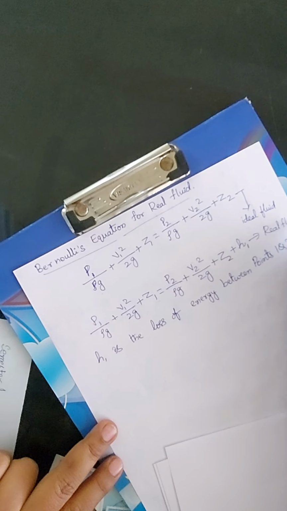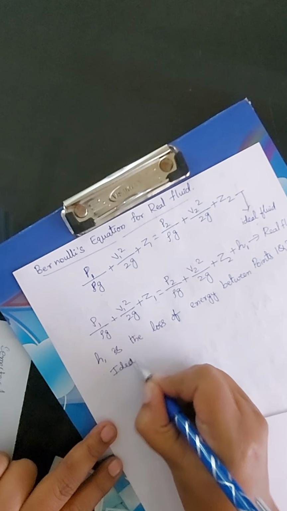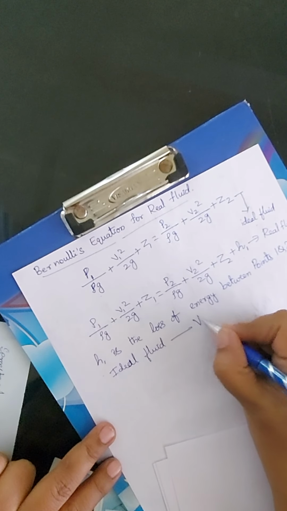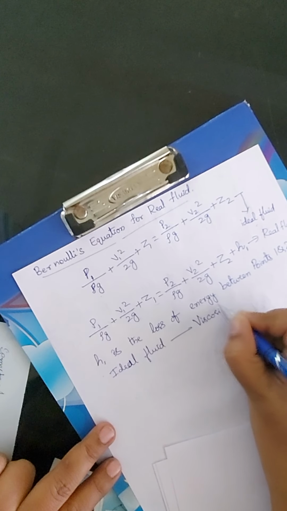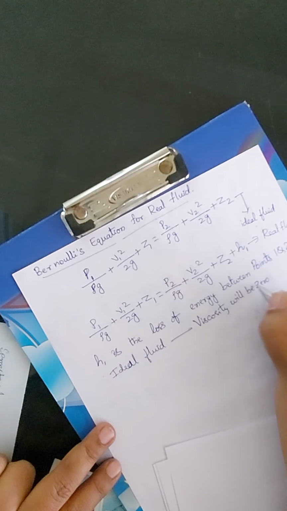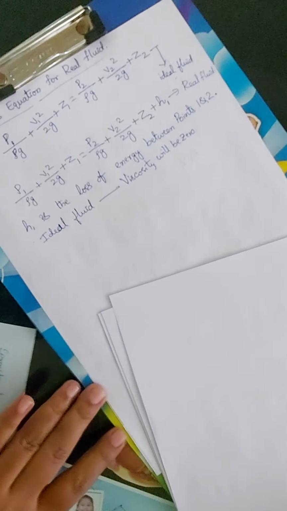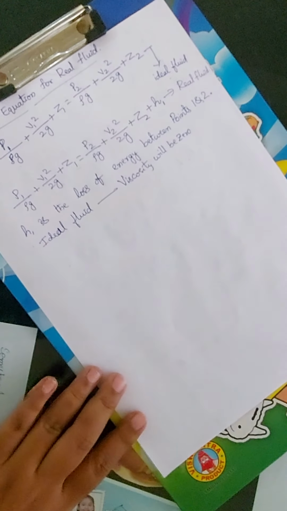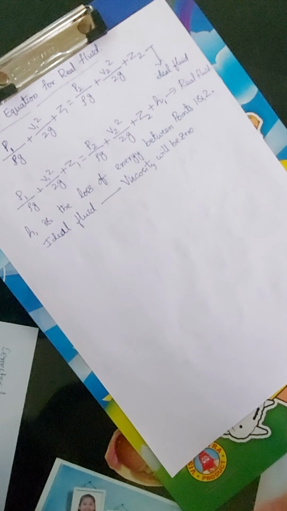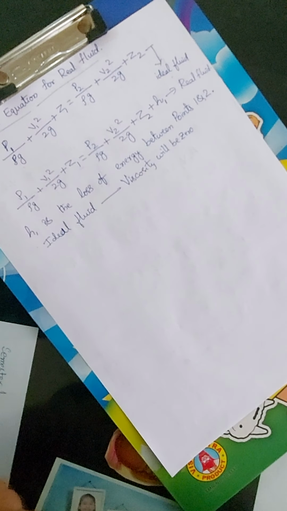So, I will tell you once again. An ideal fluid is one where there will be no viscosity. We know from the definition that viscosity will be 0 for ideal fluids. But for real fluids, all fluids will have some viscosity, which means there will always be some losses in the fluid flow.